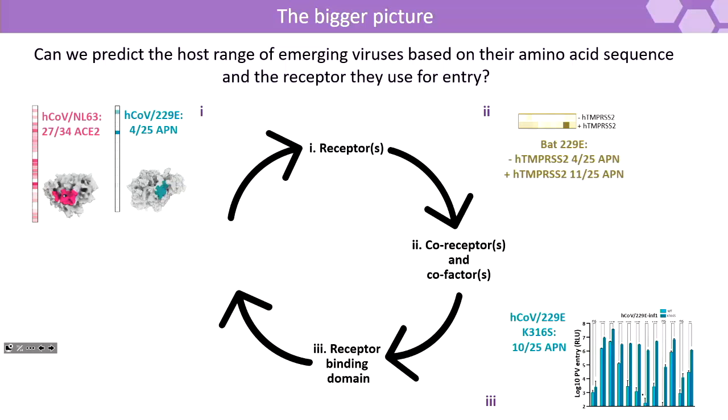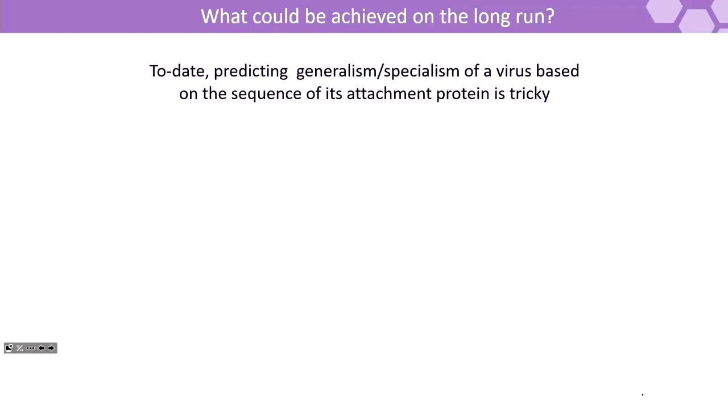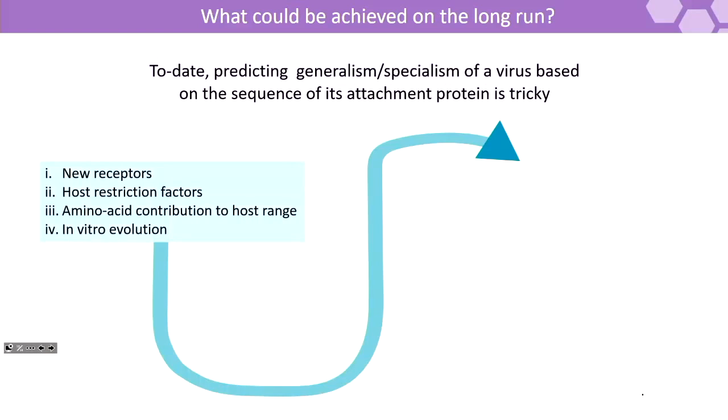But then the canine coronavirus story showed us that it's not just the RBD, but in some cases it's also other domains like the fusion protein or the NTD of the spike. So moving forward, how can we determine generalism and specialism? Well, we will need much more data.